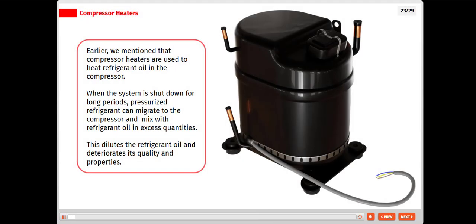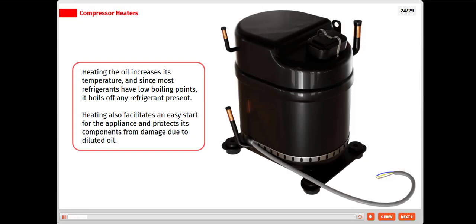Earlier, we mentioned that compressor heaters are used to heat refrigerant oil in the compressor. When the system is shut down for long periods, pressurized refrigerant can migrate to the compressor and mix with refrigerant oil in excess quantities. This dilutes the refrigerant oil and deteriorates its quality and properties. Heating the oil increases its temperature, and since most refrigerants have low boiling points, it boils off any refrigerant present. Heating also facilitates an easy start for the appliance and protects its components from damage due to diluted oil.